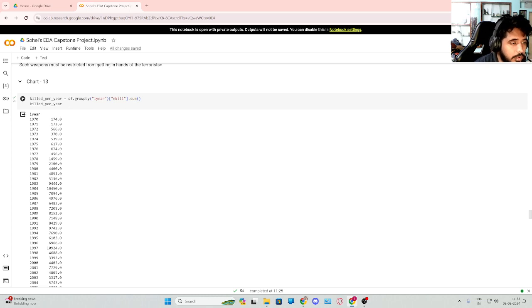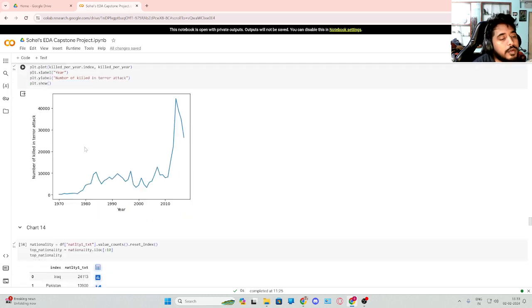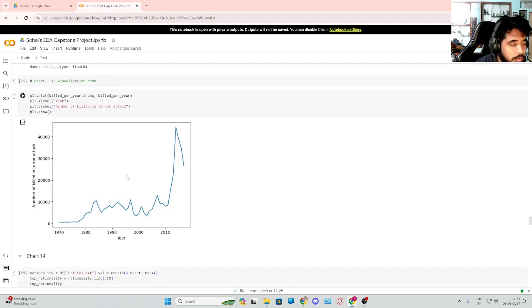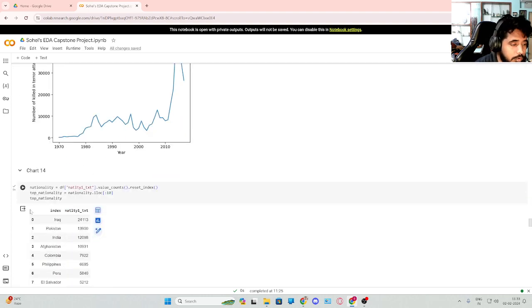Then we are trying to find the killed per year, and we are doing a line plot of the killed per year visualization. So in the 1970s very few people got killed in terrorism, but after 2010 the number increased, then it is also decreasing. That is what we found from this chart.